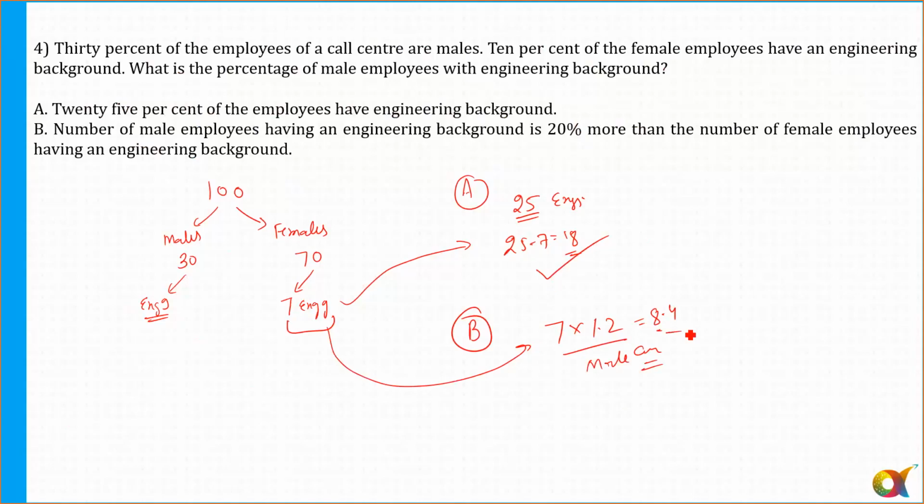So can we find out what the percentage is? Yes. Now we know that there are 8.4 male engineers, so we can also find the percentage of engineers. So statement B is also individually sufficient. So if both the statements are individually sufficient, the correct answer should be option number 2, and this is the answer.